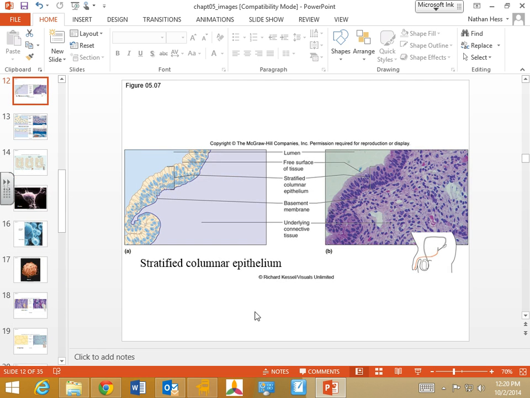Moving down. Next, you get stratified columnar epithelium. So we can see that these are the columns that are stacked on top of each other. This is not very zoomed in. Much more big picture. And where is this located? What tissue is this stratified columnar? It is a part of that, but go into more detail.